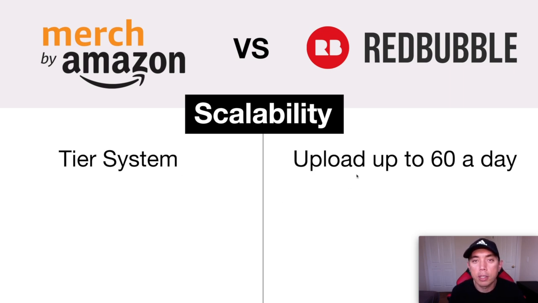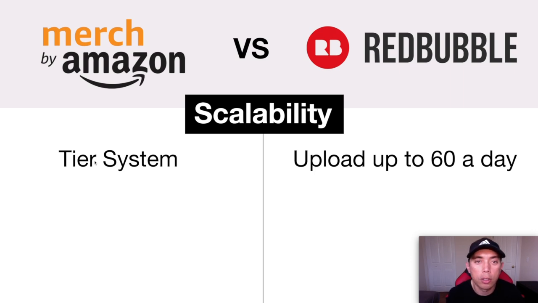Redbubble doesn't do it that way. As soon as you start, you can upload up to 60 a day. That being said, as you get higher and higher in the tiers in Merch by Amazon, your uploads become more and more, and they pass 60 a day. I'll show you in mine how much I can upload every day. With Merch by Amazon, you're able to scale a lot bigger in the long run. In the beginning, it's really hard to scale, so you start off slow, but you'll move up really fast.